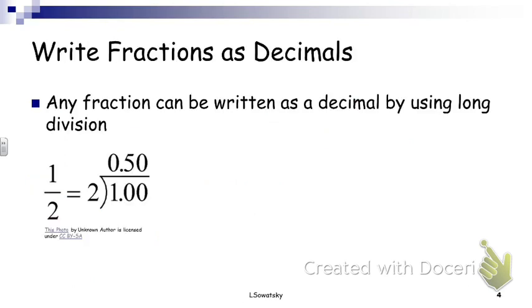All right, when we're writing fractions as decimals, any fraction can be written as a decimal by using long division. Our favorite, long division. Yay. So your denominator becomes your little outside number. Your numerator is the number underneath your division symbol, your box, if you want to think of it that way, half box.